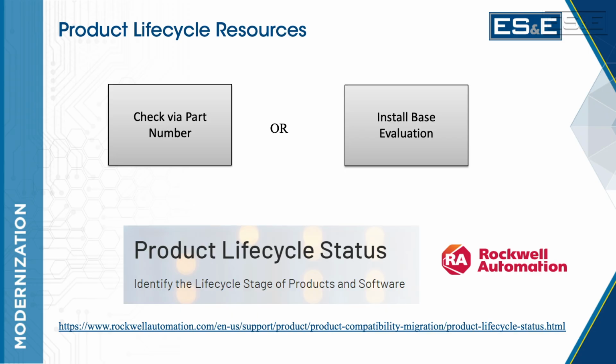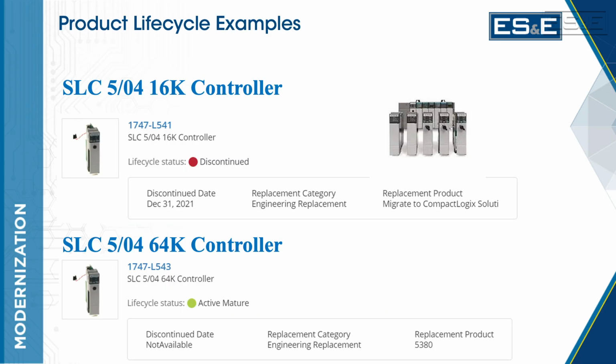Product life status, you can actually take this link right here. You can go on the Rockwell site, and it looks like this. So on the 504 processor, the 16K memory, the 541, it's discontinued. So the discontinued date was 2 years ago, pretty much, right?